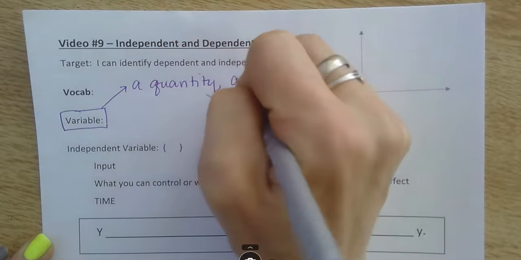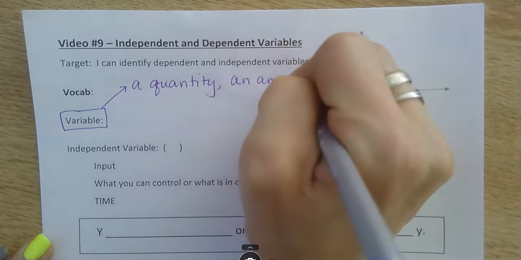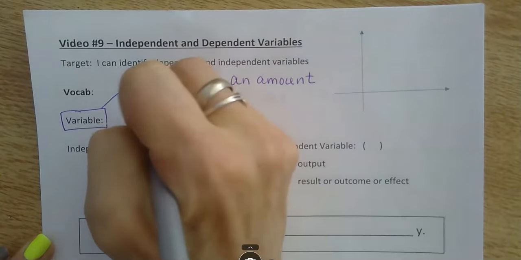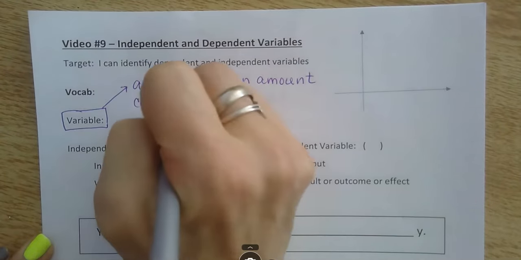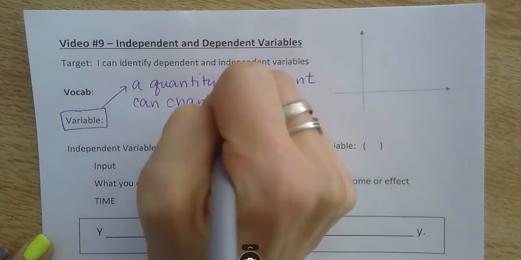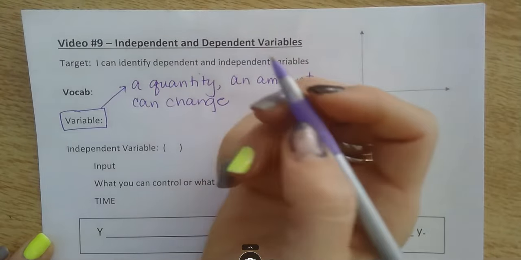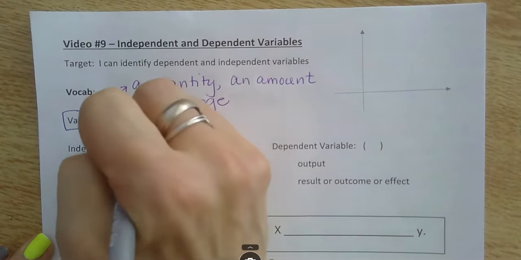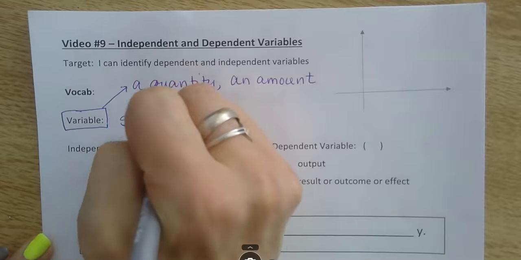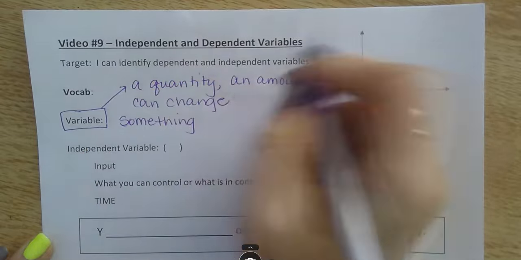an amount. It's something that can change. And we'll go over lots of examples. And it is something you can count or measure.